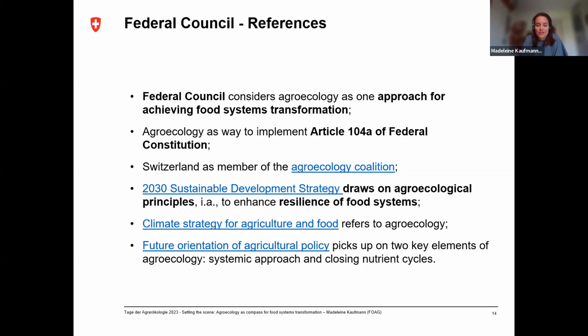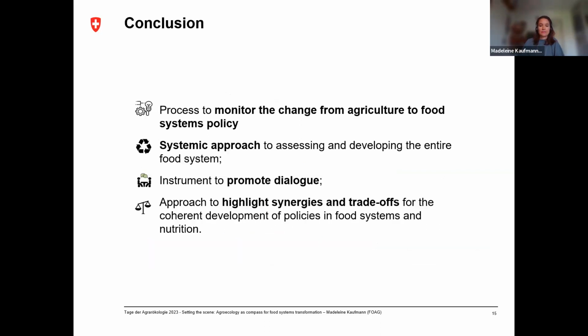All of these discussions stand or fall on the question of how to measure the transformation of food systems and what indicators exist to do so. No progress in policy making without appropriate tools and indicators. Next slide, please. To conclude, I would like to present you some ideas on how agroecology may be used for policy making and in practice.